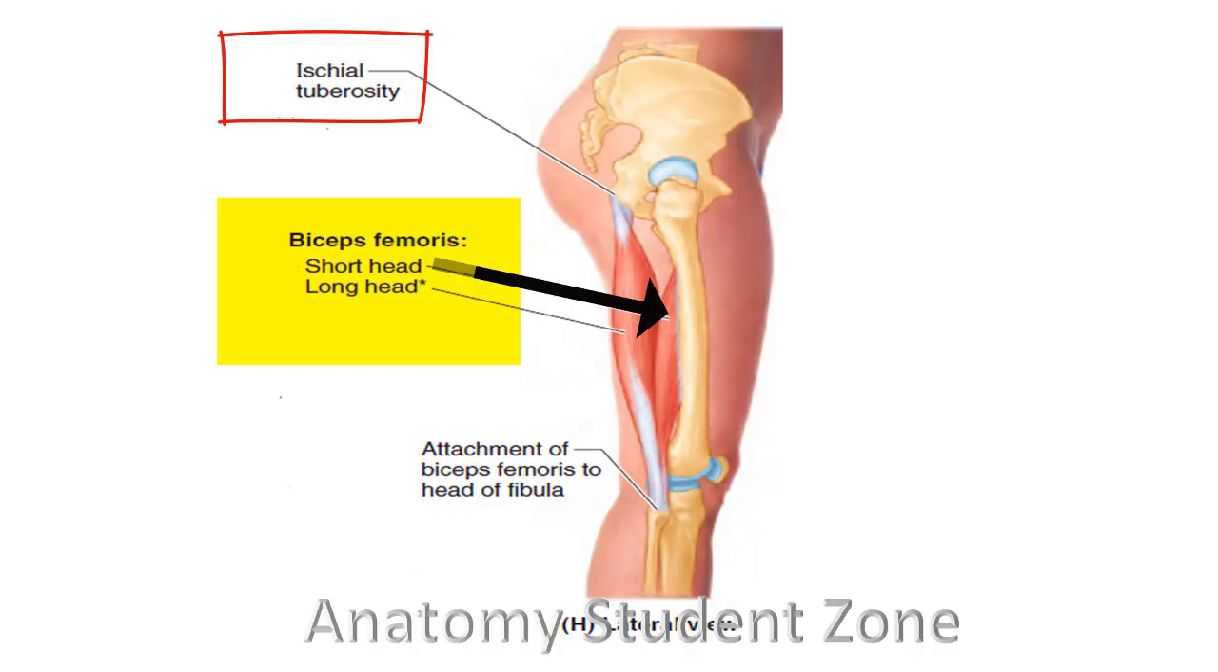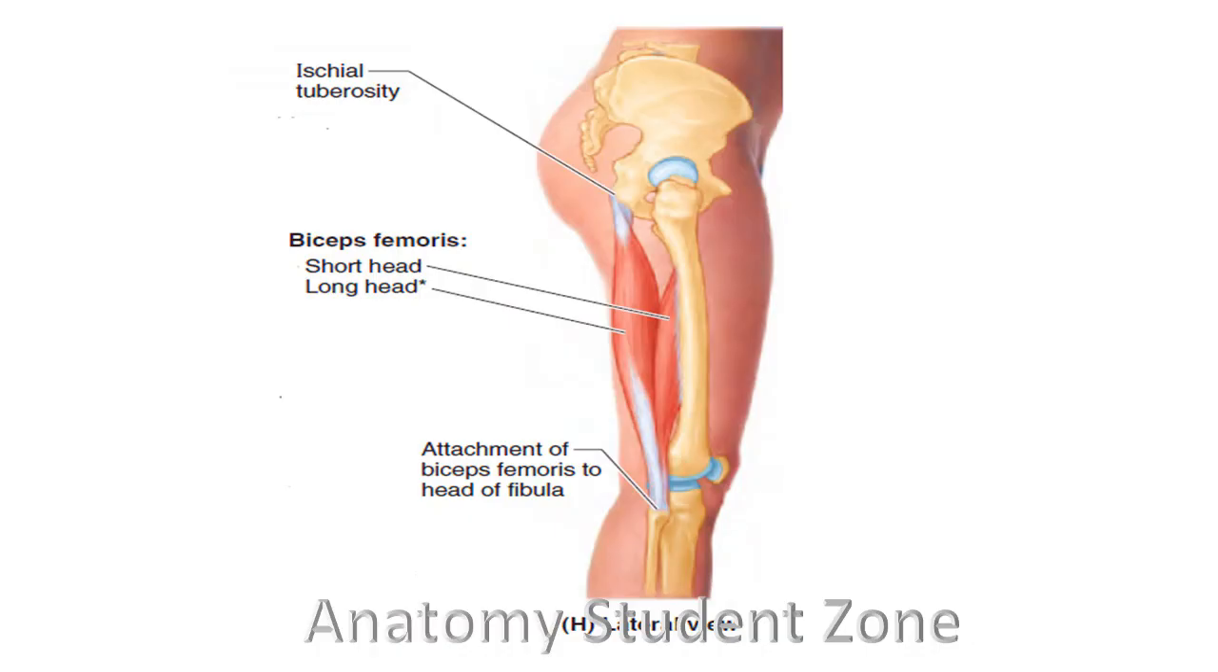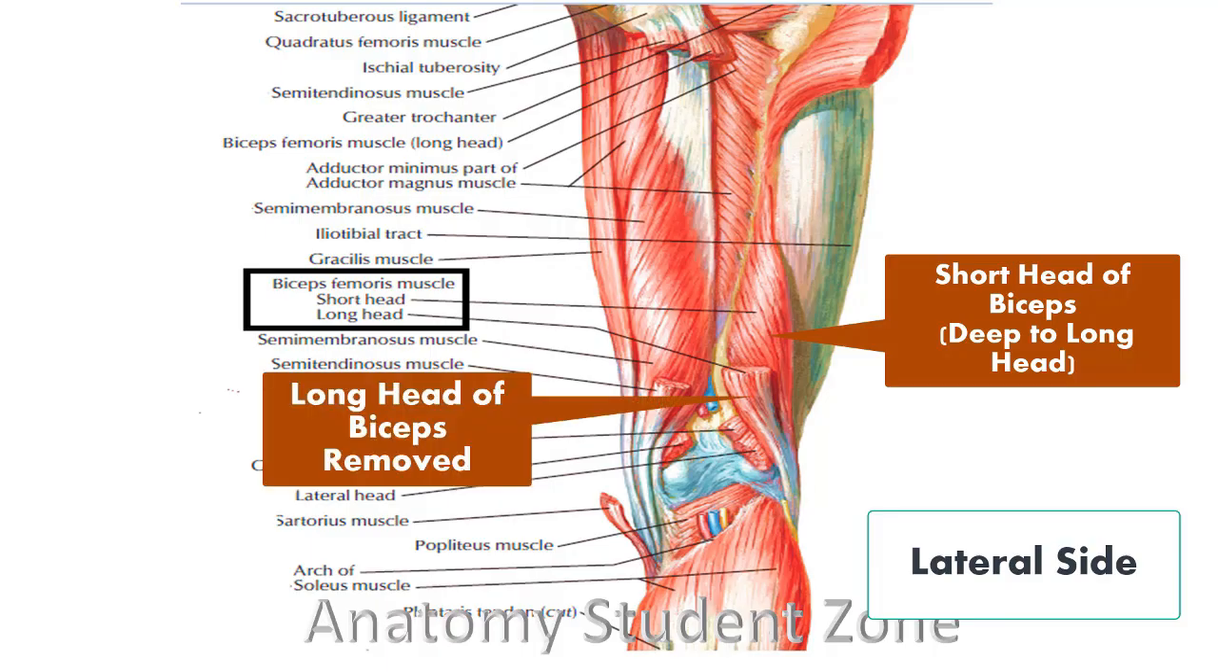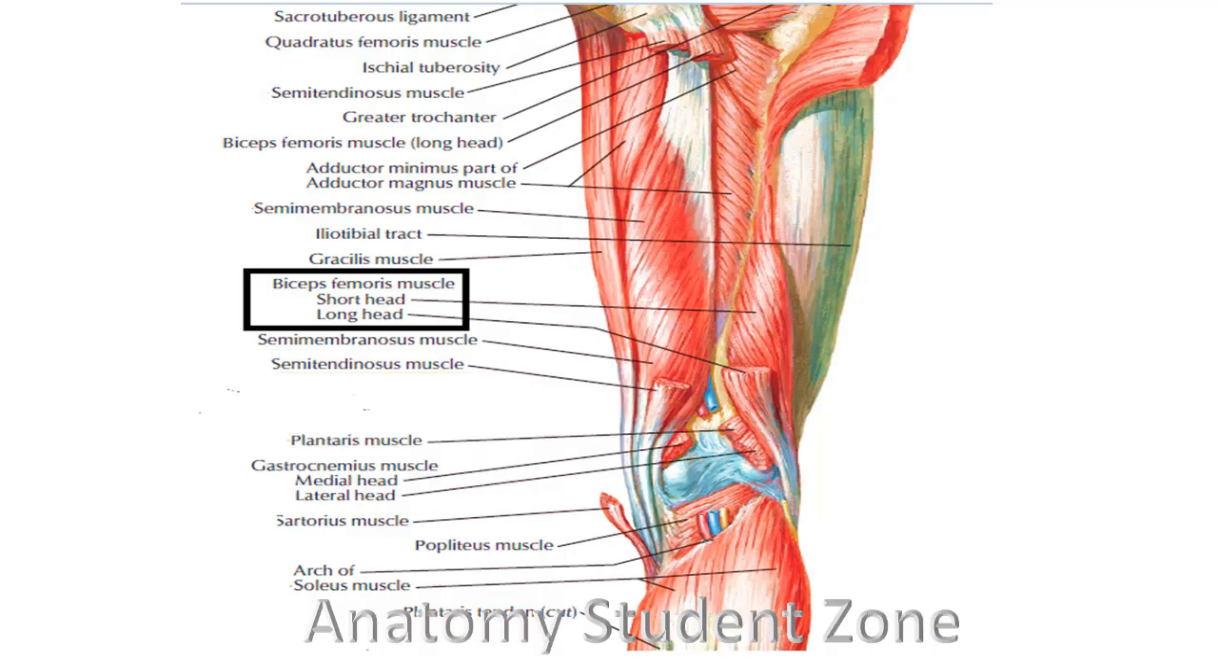The last point to remember regarding this, which will always help you, is that it will always be deep and lateral to the long head of biceps femoris. So when you remove biceps femoris, but again you will have to be on the lateral side, then you can clearly see the short head of biceps femoris.